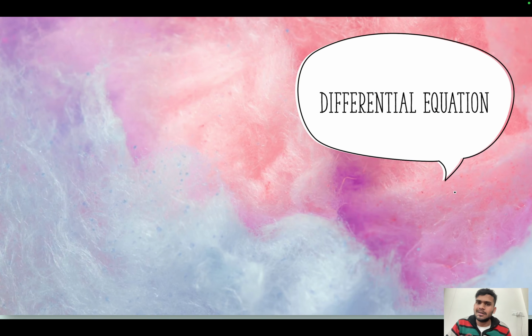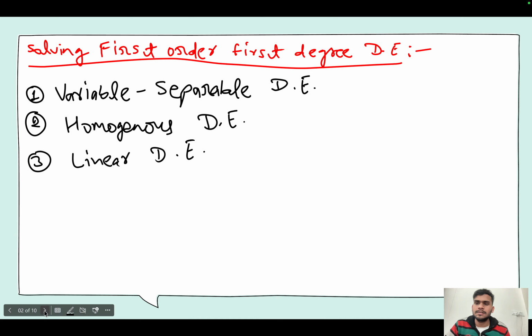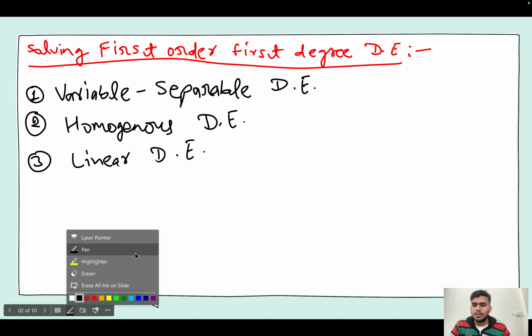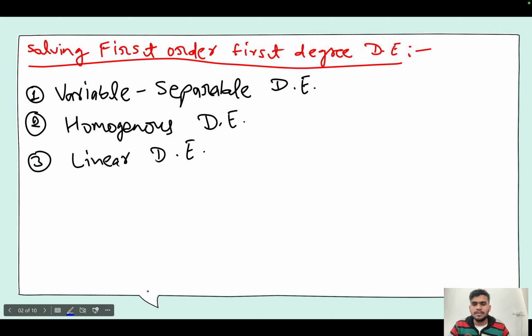Today we will discuss the differential equation. This is lecture 2 on this topic. In this lecture today we will discuss solving first order first degree differential equations. In the last lecture we discussed what the order and degree are and what a differential equation is. So in this lecture we will discuss solving first order and first degree differential equations.